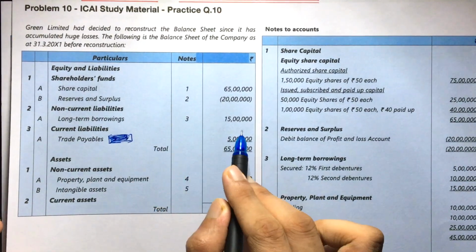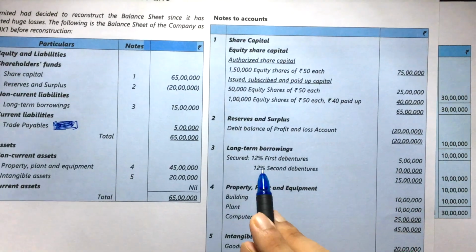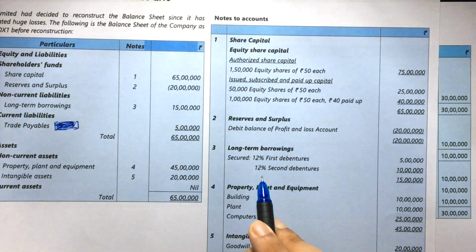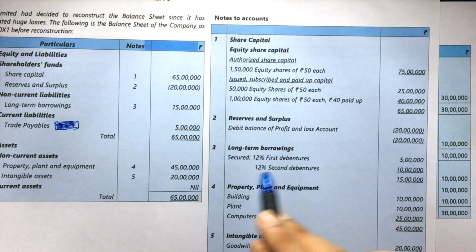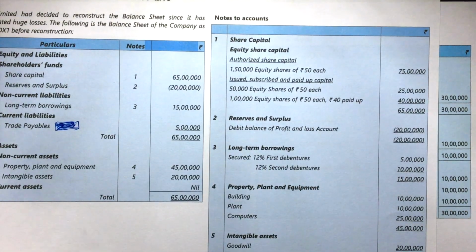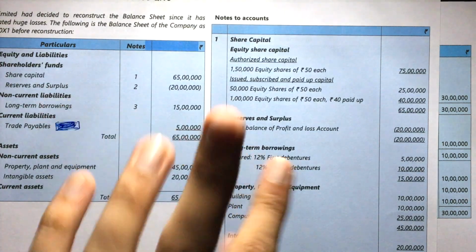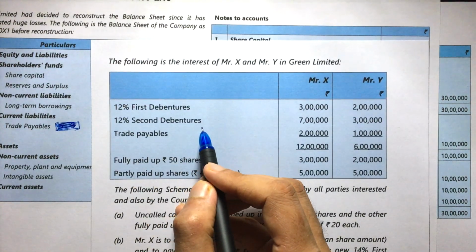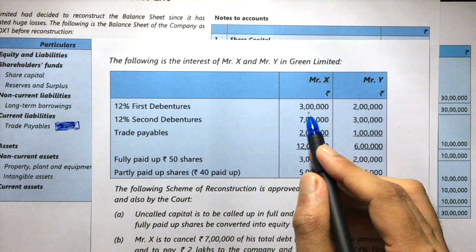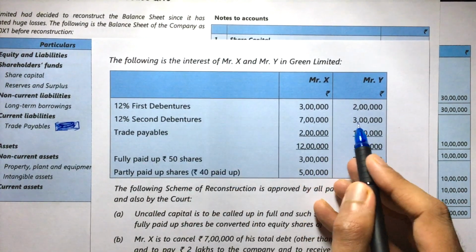Then we have non-current liabilities, long-term borrowings, note number 3. How much? 15 lakh. It consists of 12% first debentures and 12% second debentures, 5 lakh and 10 lakh. Have we made any changes to this? Yes, we have. We had Mr. X and Mr. Y, right? They had first debentures and second debentures. How much? First debentures 3 lakh and 2 lakh, second debentures 7 lakh and 3 lakh.